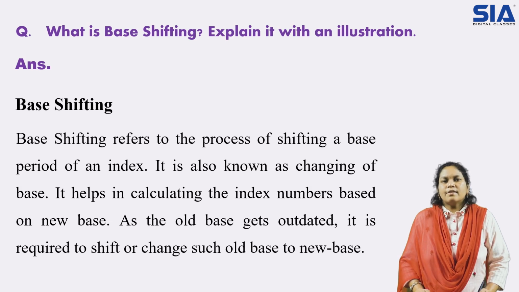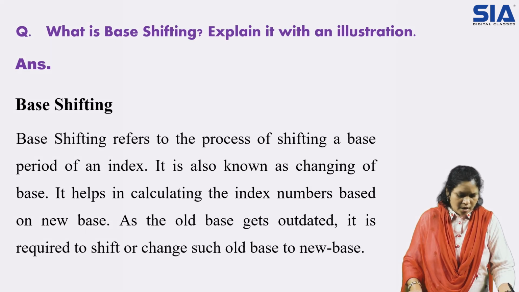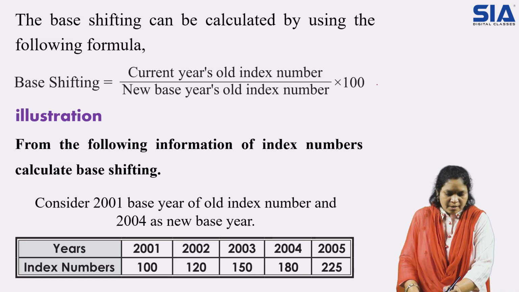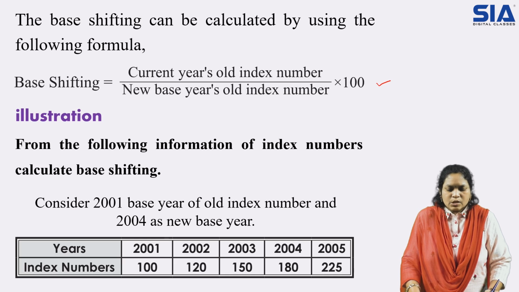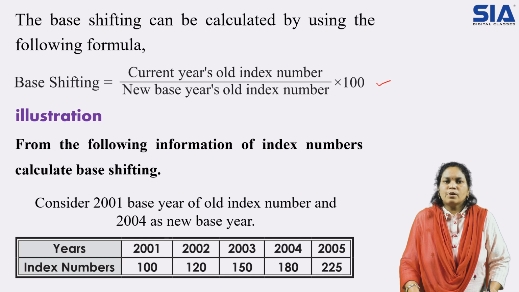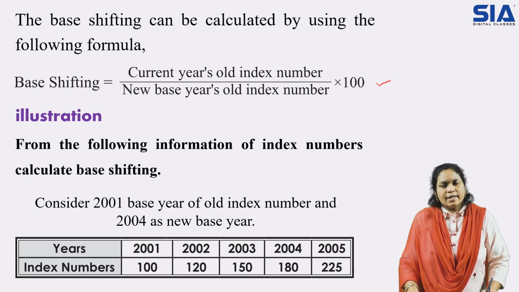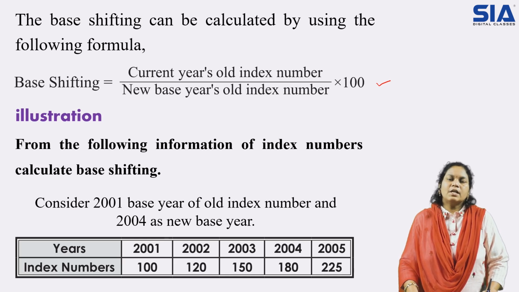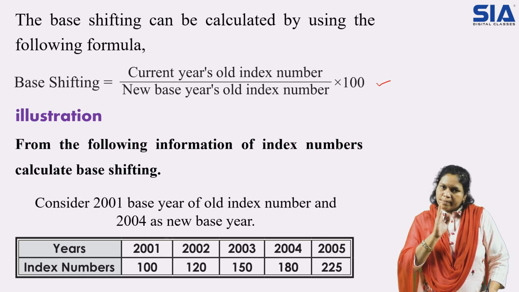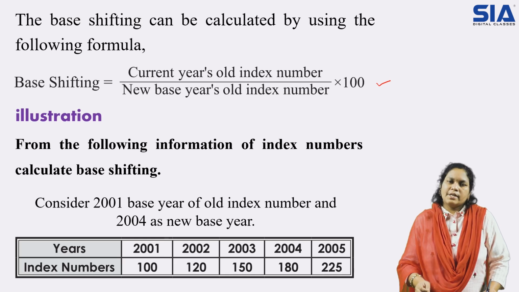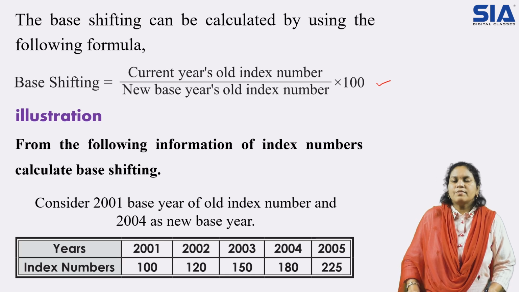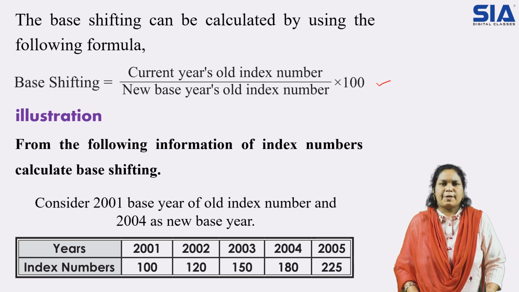Now let us check with an example how you get the new base period. Here is the formula. Base shifting is equal to the current year's old index number divided by the new base year's old index number, into 100. It means every index number you have, divide it by the index number of the new base period or new base year. So the old index number will be removed and we'll get a new index number, because we divide by that particular year, whichever they have specified as the new base period, isn't it?